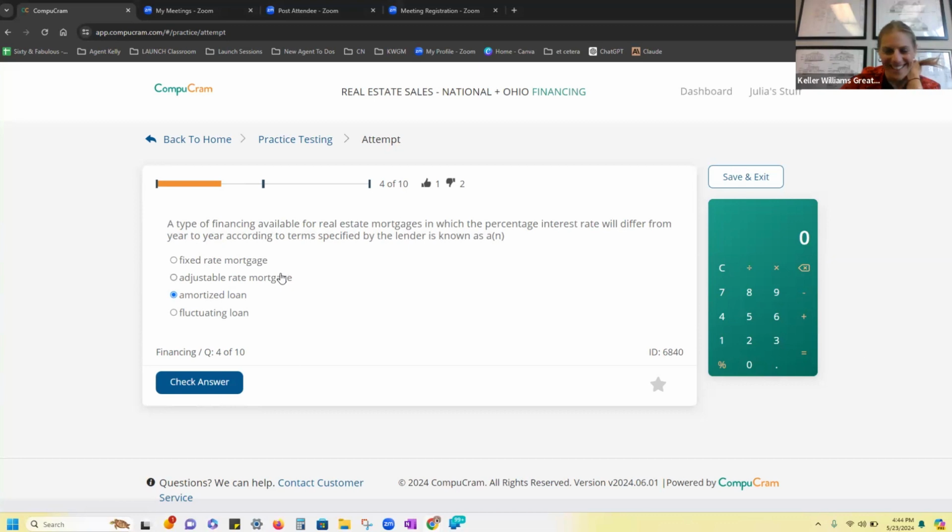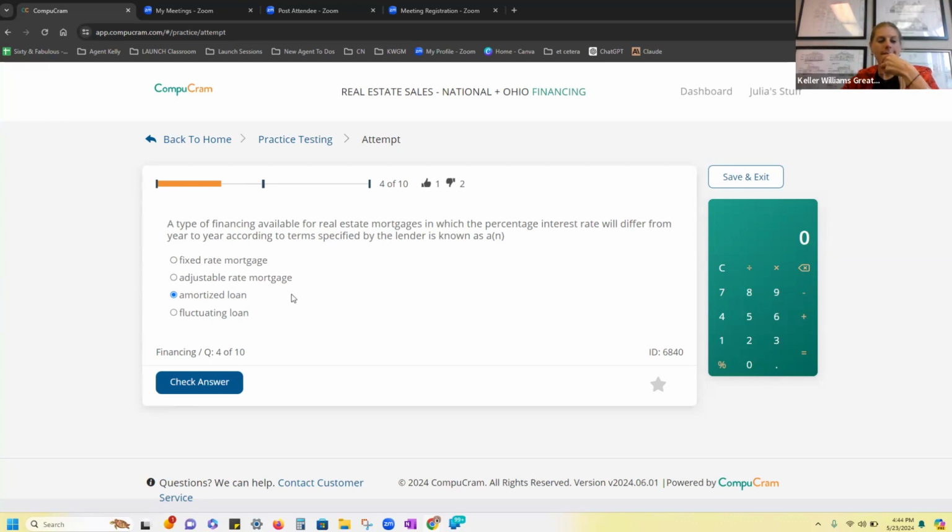Yeah, so true. Okay, so a type of financing available for real estate mortgages in which the percentage interest rate will differ from year to year according to the terms specified by the lender is known as A, fixed rate mortgage, B, adjustable rate mortgage, C, amortized loan, or D, fluctuating loan. Percentage rate will differ from year to year.